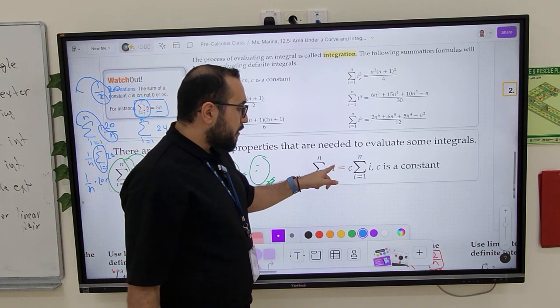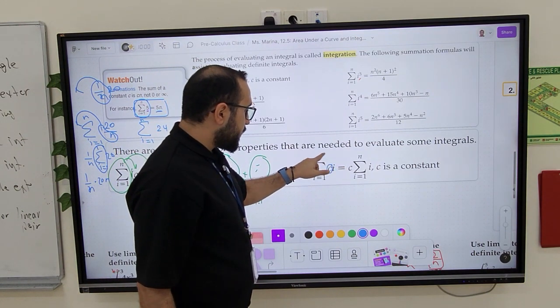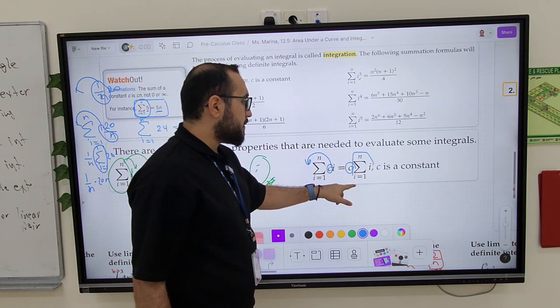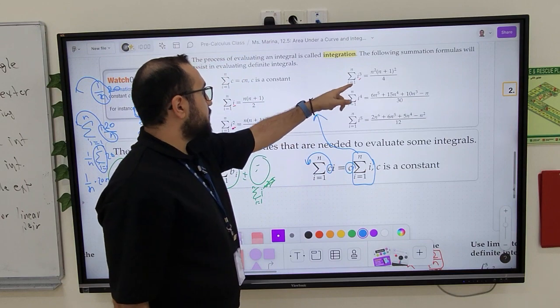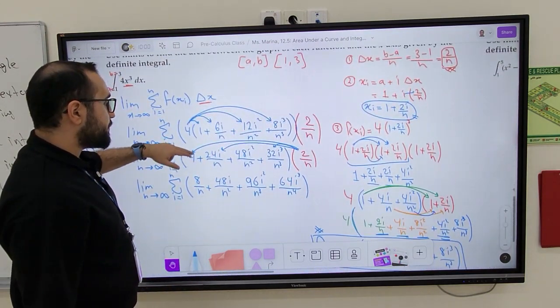Okay, and if you have a constant with I, only constant with I, so you take the constant before the Riemann sum. Anything before the Riemann sum. Then you replace the Riemann sum with one of these. This one, this one, this one, this one, or this one. Okay, now let's go back to our question.